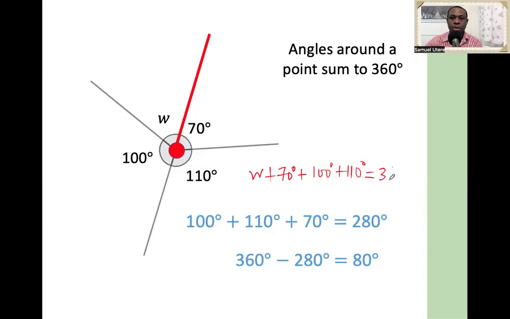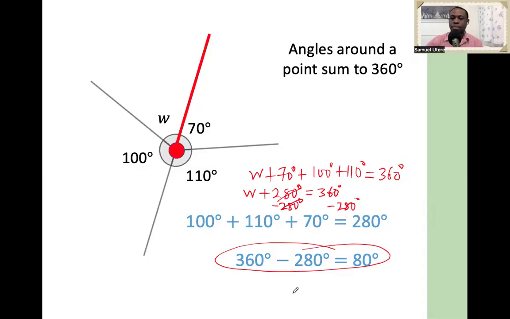All will add up to 360 degrees. So when we do this, we have added this amount to 280 degrees. Using our technique of solving equations, we have to subtract 280 degrees from both sides. That's why we have this. Okay, let's move on. So W is 80 degrees.